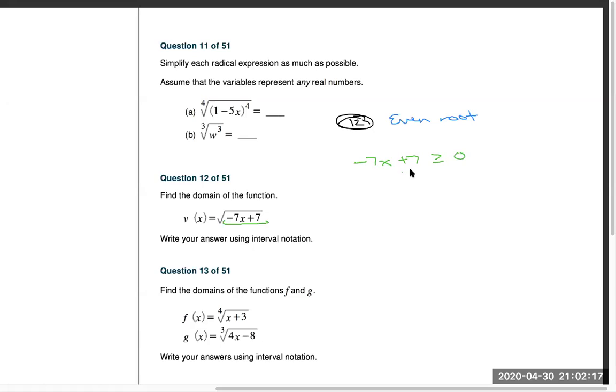Okay, so subtract 7 both sides. Divide by a -7. And don't forget to flip your sign. So it's saying that my x value should be less than or equal to 1 in order for my radicand to be positive, thus giving me a real valued number for v. So go ahead and draw your number line. Here's 1. You can include it in everything less than that.